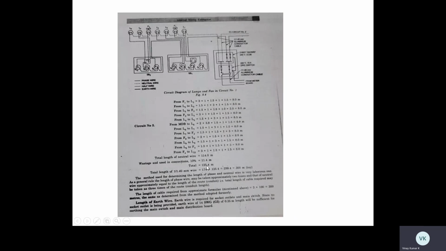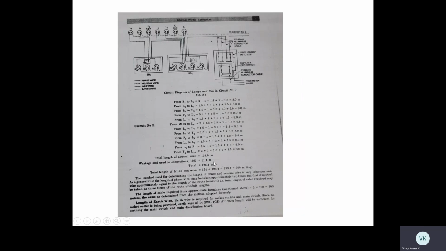Okay, for phase 145 meters, for neutral 114 meters, then wastage, 125 meters. Totally, 174 of phase plus 125 of neutral, the total is 299, so 300 meters. This method used for determining the length of the phase wire is very laborious.